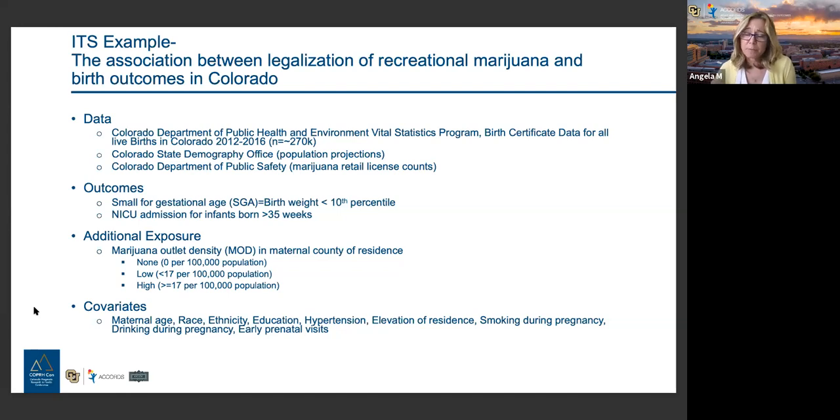We looked at bivariable comparisons between the pre and post period. Even though this is a really large study and everything was significant, we did see some clinical differences that we thought were important to account for. So covariates included maternal age, race, ethnicity, education, hypertension, elevation, smoking during pregnancy, drinking during pregnancy, and early prenatal visits.